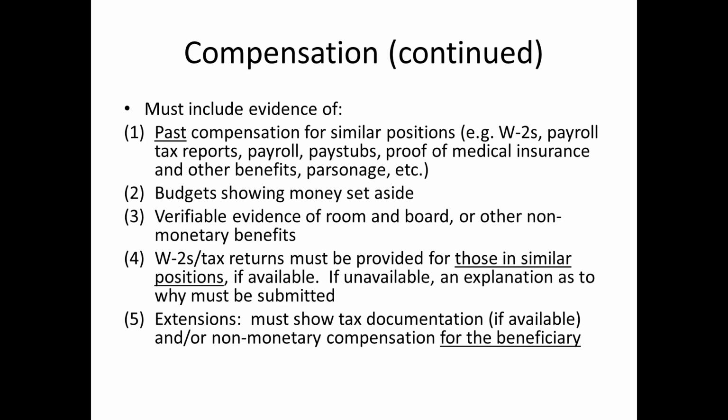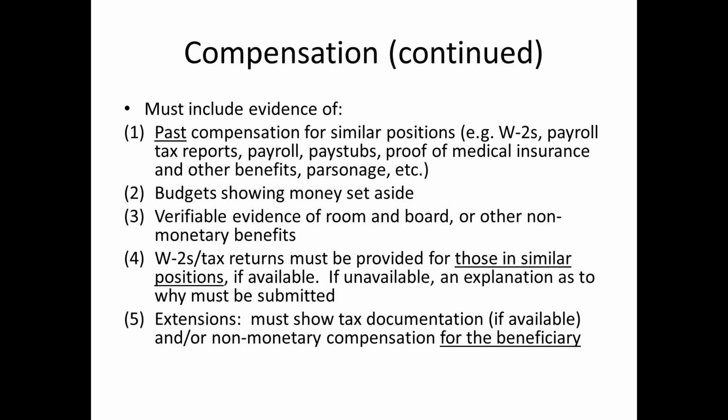So typically, past compensation for similar positions. For instance, if you have a religious teacher and you have 10 other religious teachers and they have W-2s, you would submit W-2s, payroll, tax reports, the actual payroll, even pay stubs, proof of medical insurance, and any other benefits that you would give to other employees in a similar position. In addition, you could submit a budget showing money set aside for this person or for this class of people, and verifiable evidence of room and board. If, for instance, the religious organization owns apartments, they could show that they own apartments and that the person is living there or will live there, or teachers live there, etc.